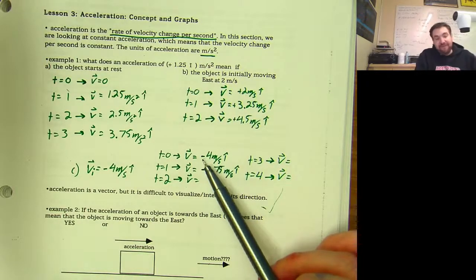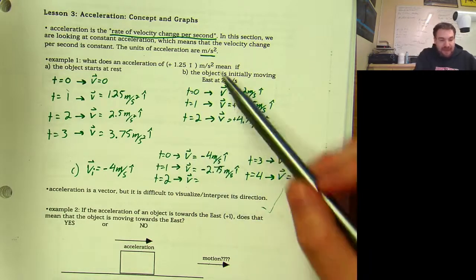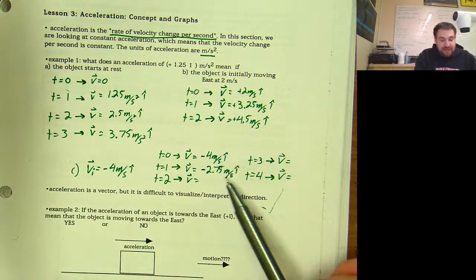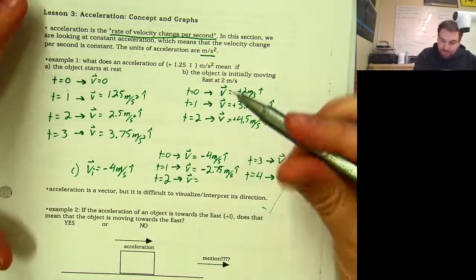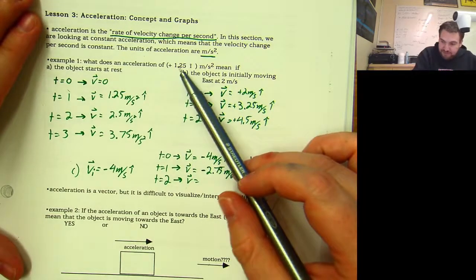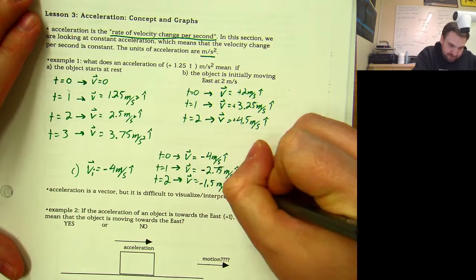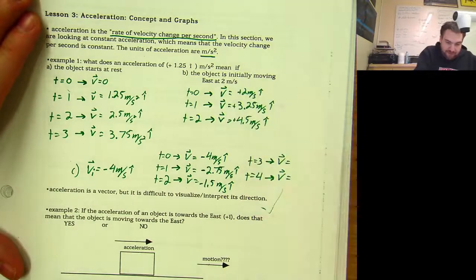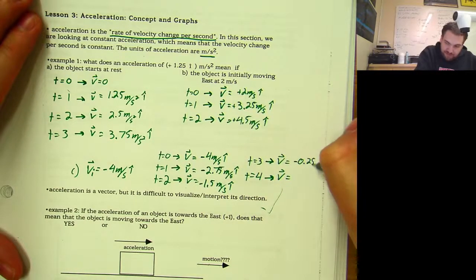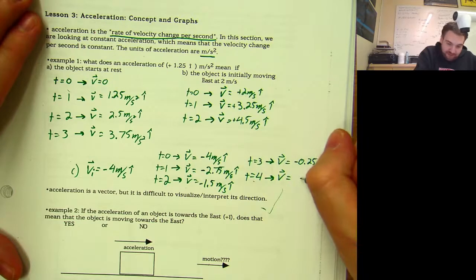So it was traveling negative and it's slowing down, is effectively what that means here. If I have a negatively traveling object and a positive acceleration, it has to slow it down and then speed it up in a positive direction. So negative 2.75 plus 1.25 is going to give me a v of negative 1.5. It's still going to be negative meters per second i hat. At t3, 1.25 means I'm now at negative 0.25 meters per second i hat. And at t equals 4, my velocity is now going to become positive, positive 1 meter per second i hat.